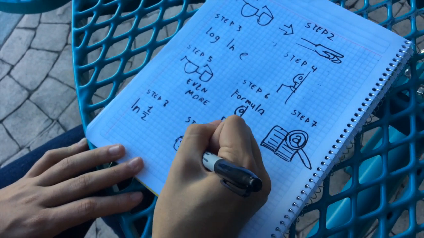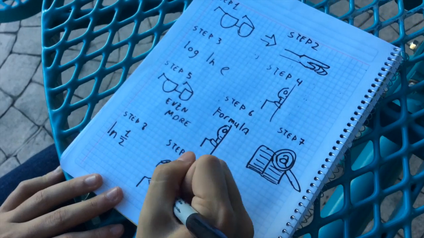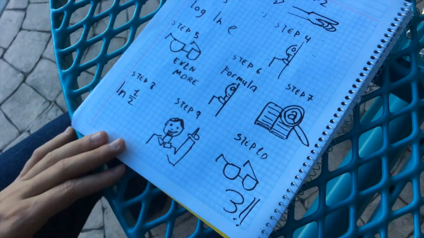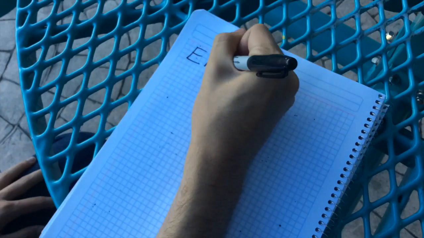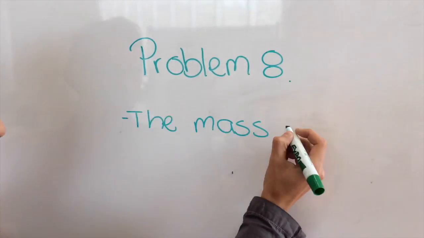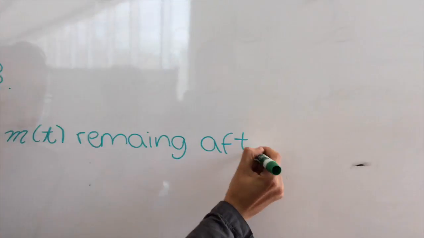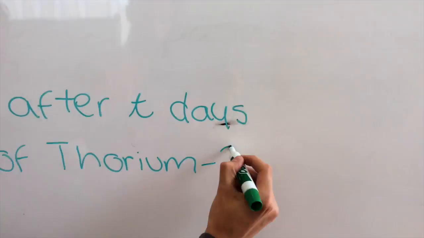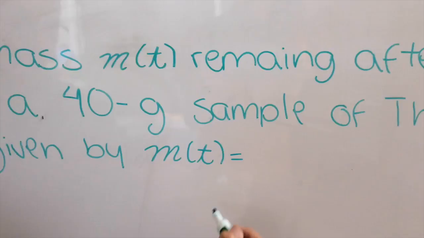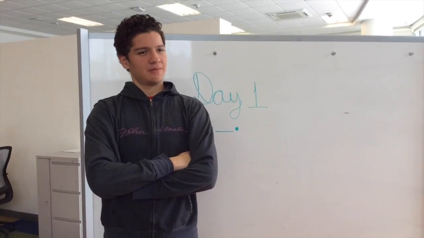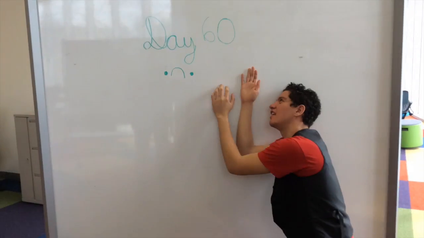Read the questions and answers again so the information will not be misunderstood. Write down the answers for the remaining questions. End. The problem is the following. Problem 8. The mass m(t) remaining after t days from a 40 g sample of thorium-234 is given by m(t) equal to 40e raised to the power of minus 0.0277t. How much mass will be remaining after 30, 60, and 90 days?